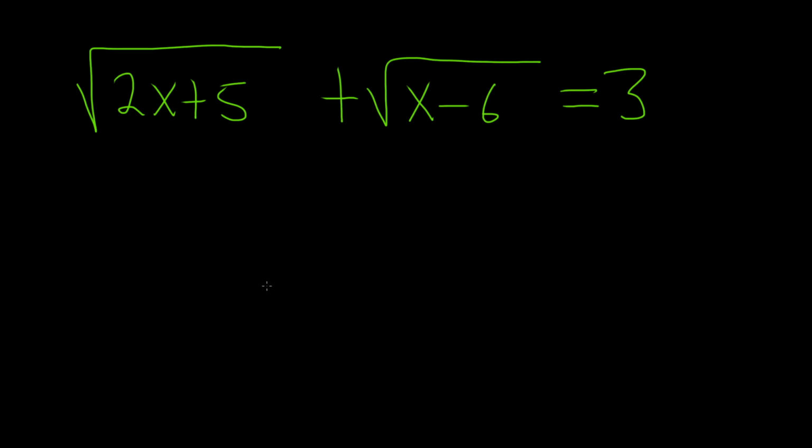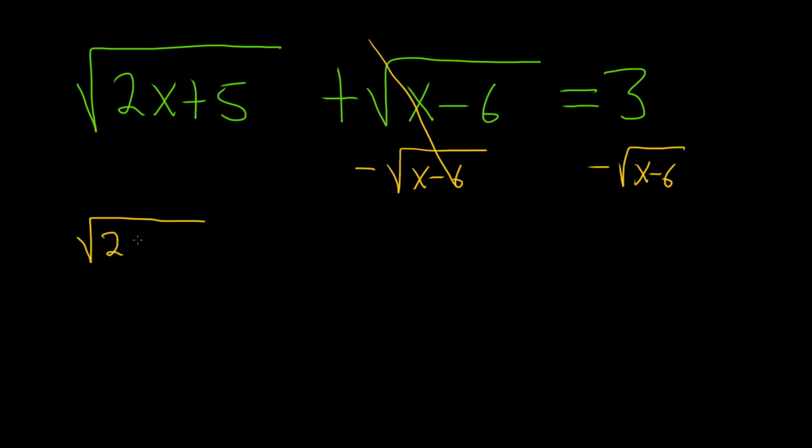In this problem, we have an equation with two square roots, and we're going to solve for x. Whenever you have an equation with square roots, you want to isolate the square roots and get rid of them by squaring both sides. So we'll start by subtracting this square root of x minus 6 from both sides. These cancel, so we're left with the square root of 2x plus 5, and that's equal to 3 minus the square root of x minus 6.